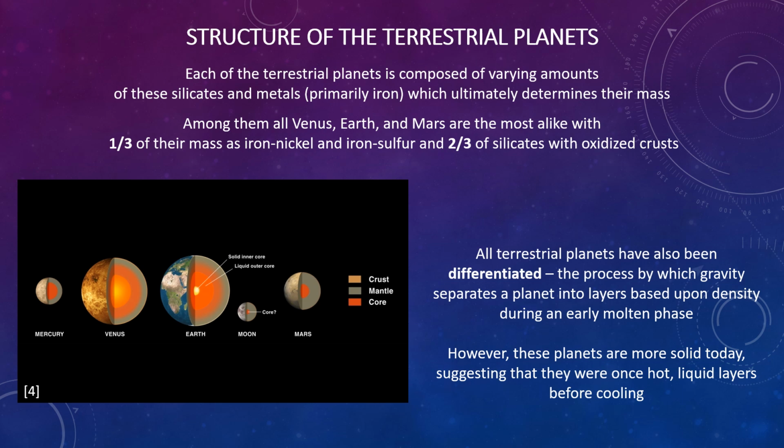All the terrestrial planets have also been differentiated. This is the process through which gravity separates the materials in a planet into different layers based on their density. This implies, though, that since the planets are mostly solid today, they once had hot liquid layers before cooling. This is what would make it much easier for these layers to differentiate and give rise to what we see today.